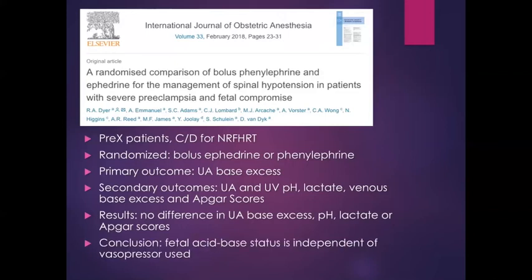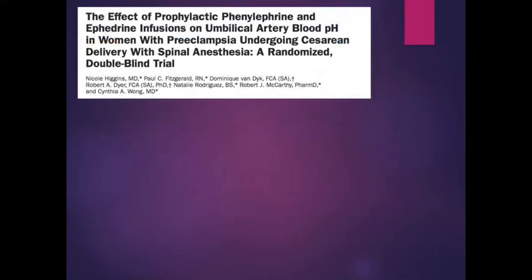We concluded that in patients with severe preeclampsia and fetal compromise, the fetal acid-base status was independent of the use of bolus ephedrine versus phenylephrine to treat spinal hypotension. In the second study, we hypothesized that phenylephrine, as compared to ephedrine, would result in higher umbilical artery pH in women with preeclampsia undergoing cesarean delivery with spinal anesthesia, similar to the studies we had seen historically in healthy women.